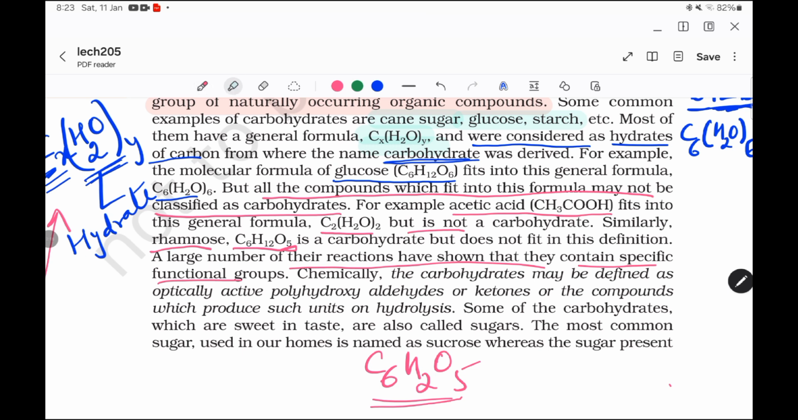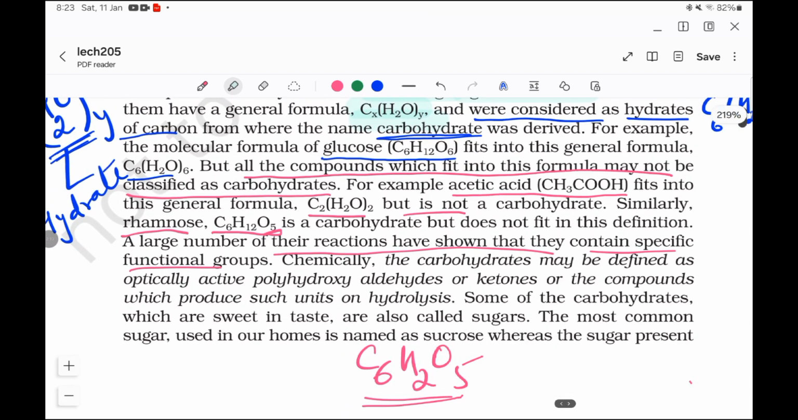So today, children, let's see the real definition of carbohydrates. This is important for your examination. The carbohydrates may be defined as optically active polyhydroxy aldehydes or ketones, or the compounds which produce such units on hydrolysis. So what does this definition mean?